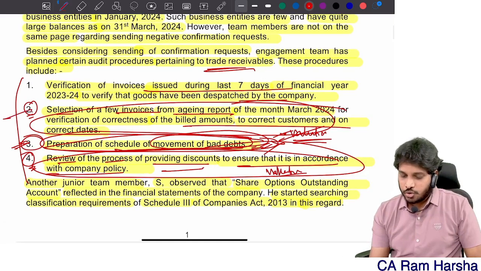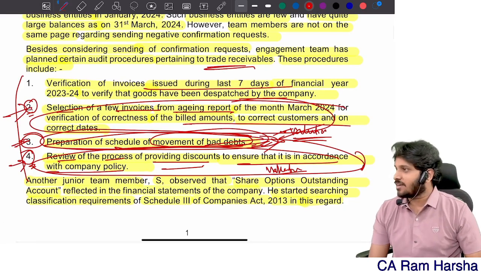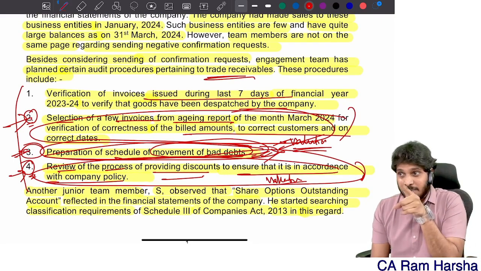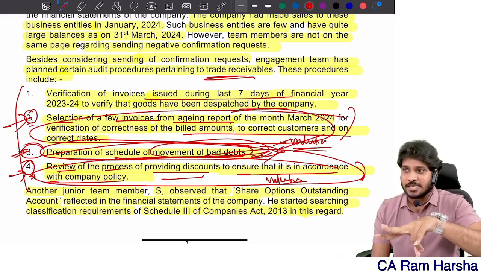The answer is 2 and 4. Technically, according to me, the answer is 2 and 4. Discounts is something valuation related. Second point is whether it is billed to the right customer, right amount. That is also valuation related. 2 and 4 is the right answer technically.